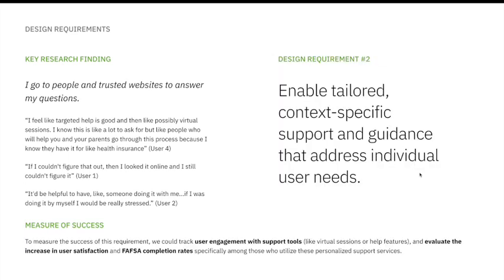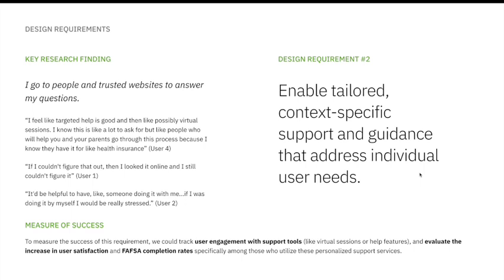Our second key research finding was "I go to people and trusted websites to answer my questions." Users tend to favor trusted websites such as those ending in .gov or .edu, but it was interesting to learn that users will seek out the help of a real person because they're able to use natural language and get a more personalized experience. This led to our design requirement number 2, enable tailored context-specific support and guidance that addresses individual user needs.